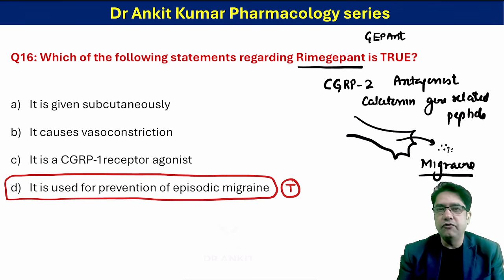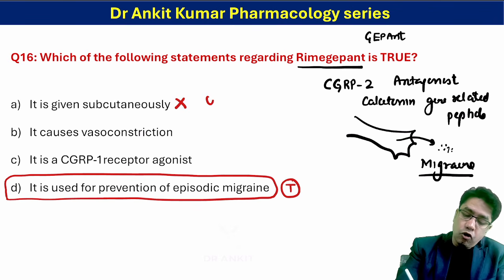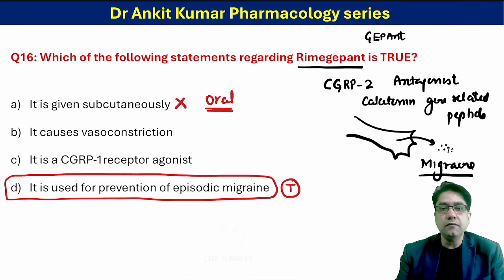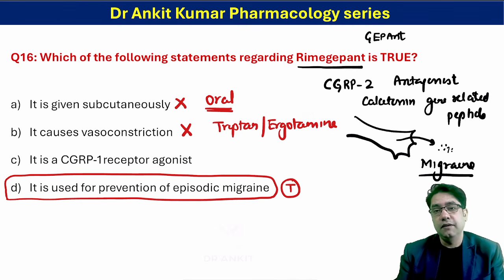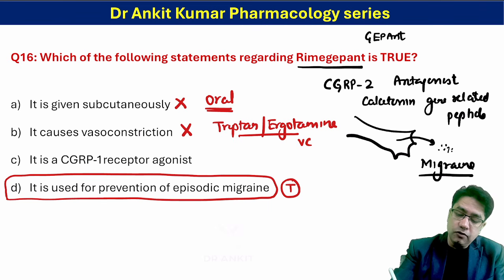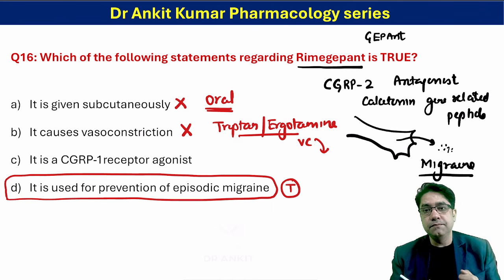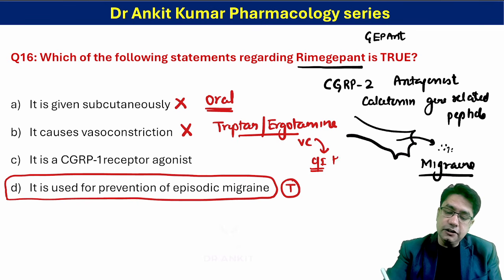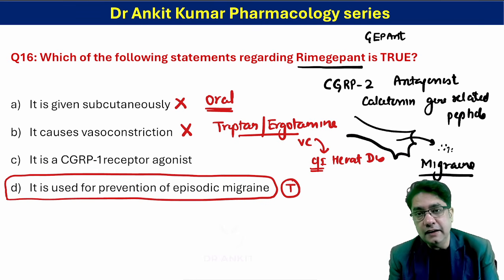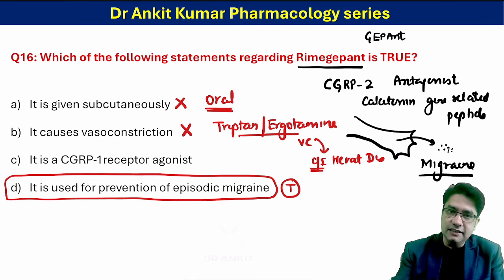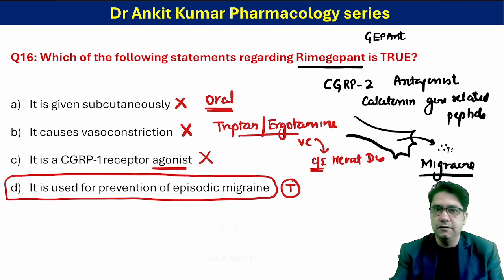Now let's see why the other options are false. It is given subcutaneously? No. All gepants are given orally. It causes vasoconstriction? No. Remember triptans like sumatriptan, ergotamine, which are also given in migraine, produce vasoconstriction. Because they produce vasoconstriction, they can lead to coronary vasospasm. They are contraindicated in heart disease patients like MI, angina. The great advantage of gepants is that they are safe in heart disease patients. Is it a CGRP receptor agonist? No, sir. It is not an agonist. It is rather an antagonist. Next question.